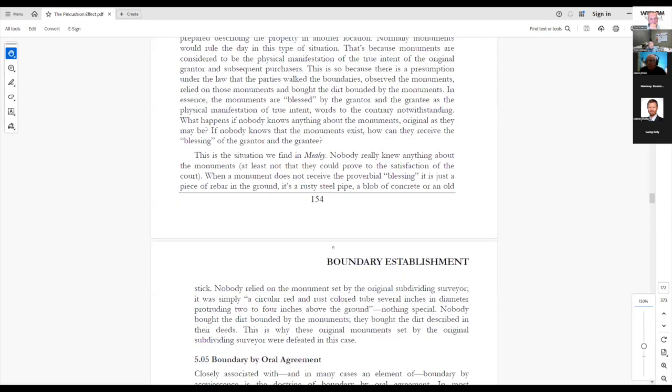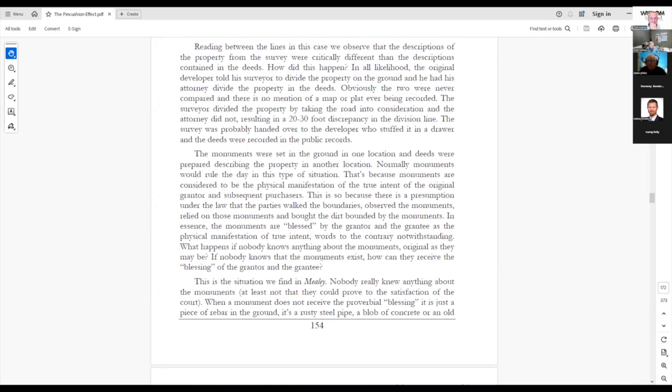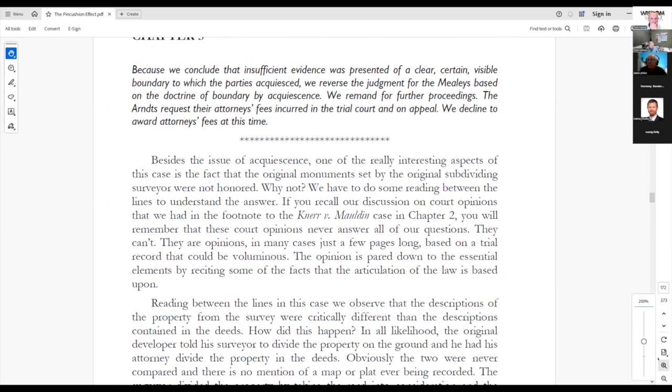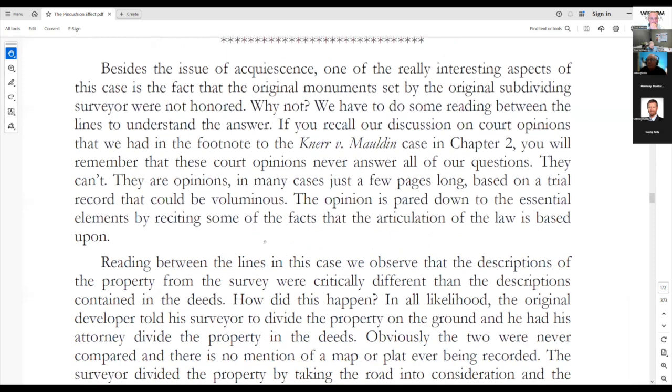Just at the end of this, besides the issue of acquiescence, one of the really interesting aspects of this case is the fact that the original monuments set by the original subdividing surveyor were not honored. Why not? We have to do some reading between the lines to understand the answer. If you recall our discussion on court opinions in the footnote to the Kerr versus Malden case in chapter 2, you will remember that these court opinions never answer all of our questions. They can't. They are opinions, in many cases just a few pages long, based on a trial record that could be voluminous. The opinion is pared down to the essential elements by reciting some of the facts that the articulation of the law is based upon.